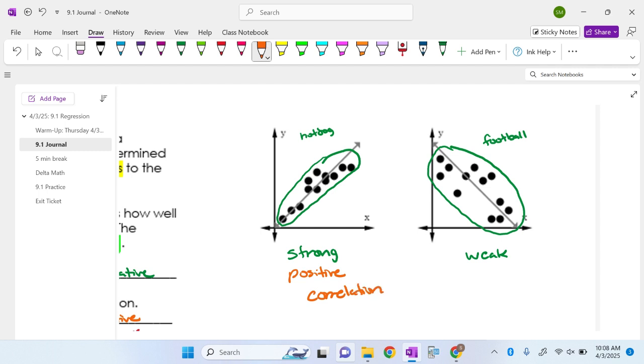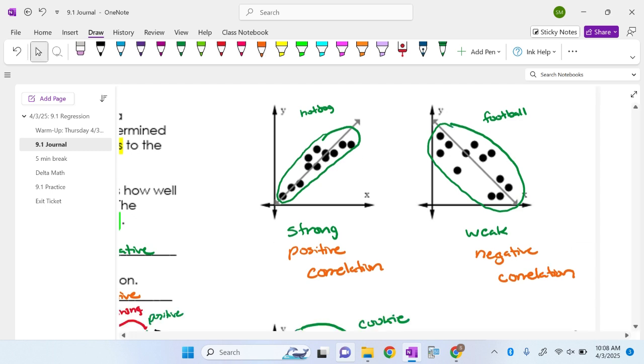What about the football? What do you think? Negative. So we're going to say this has a weak negative correlation. So that means our R value would be not very close to -1, but it's not at 0 either. Whereas the strong positive would mean that it would be pretty darn close to 1. All right, like maybe a decimal place or 2 off.